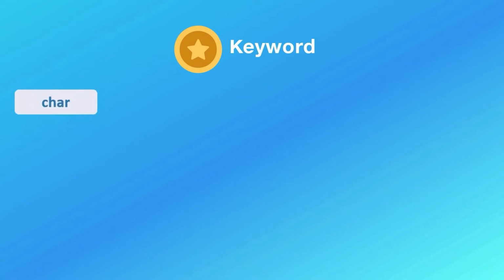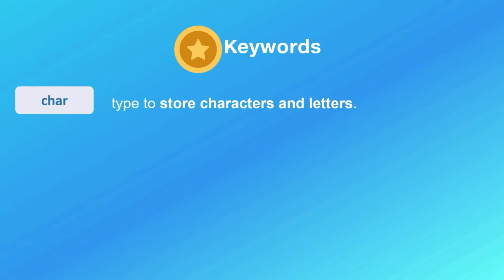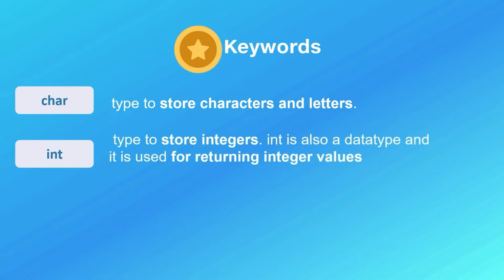Let's go to define the meaning of the keyword char. Char is a data type that can help us to store characters and letters. These are composed of the ABC, the 1, 2, 3, and all symbols inside our keyboard. And also the int. Int is also a data type that helps us to store integers, and it is also used for returning integer values. So int is also a data type that is part of a keyword.